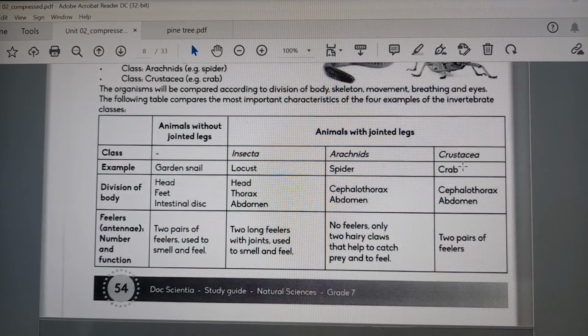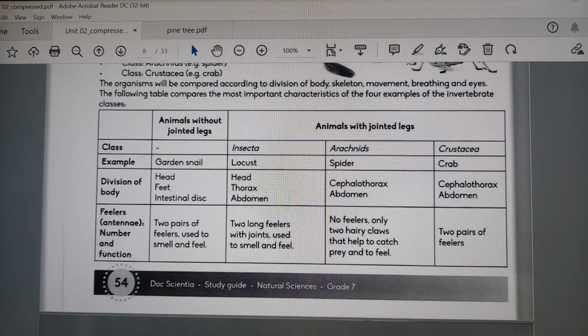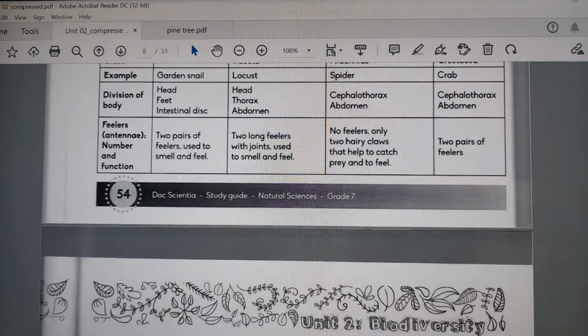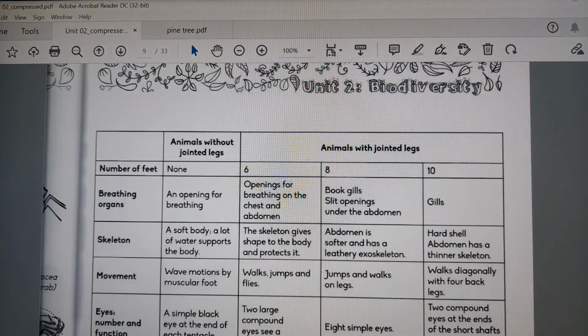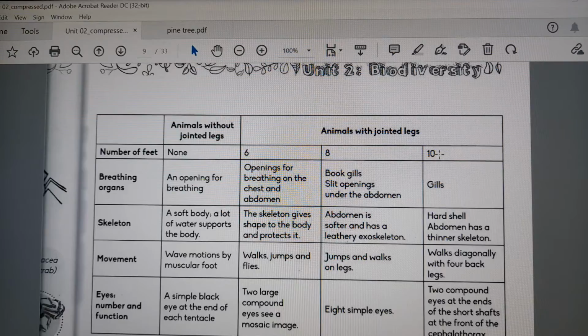Now the crab, which falls under crustacea. It has the body division: the cephalothorax, the abdomen, and two pairs of feelers. Let's go down and see the number of feet. The crab has 10 feet.